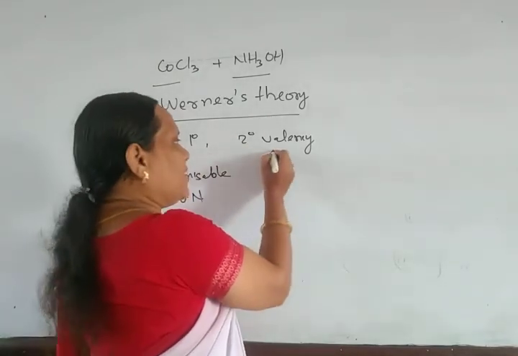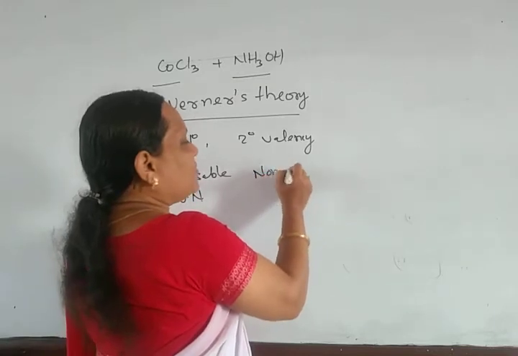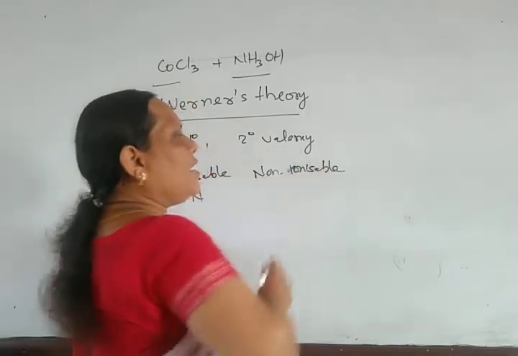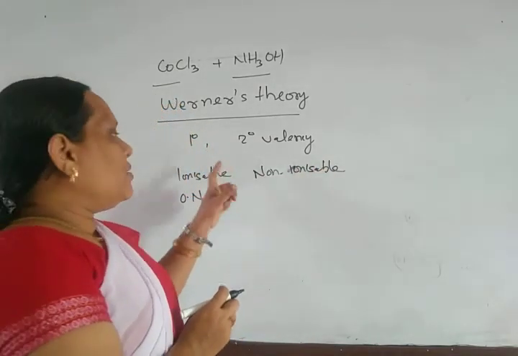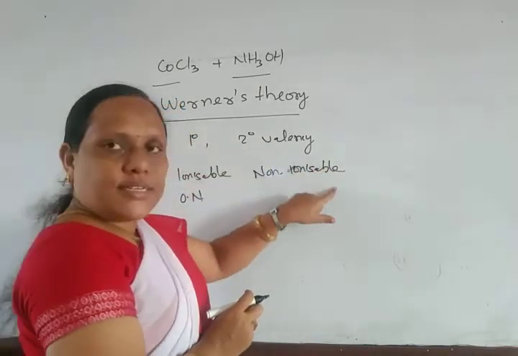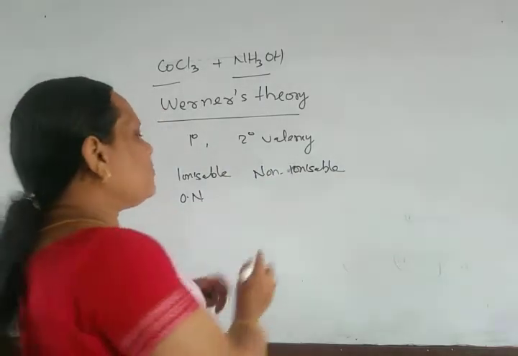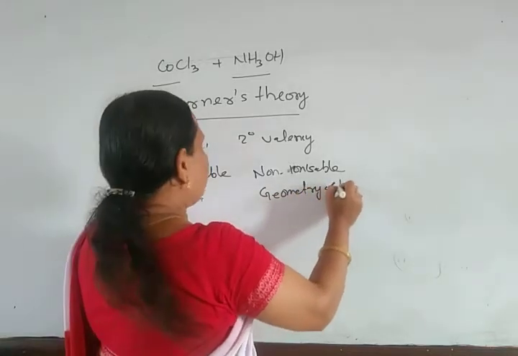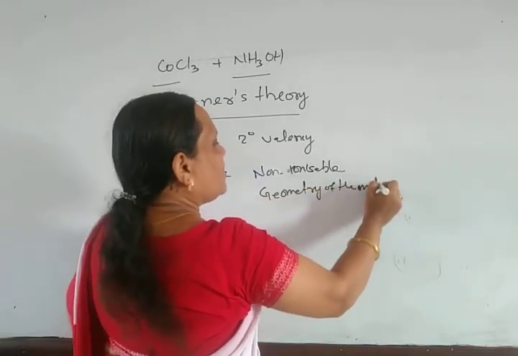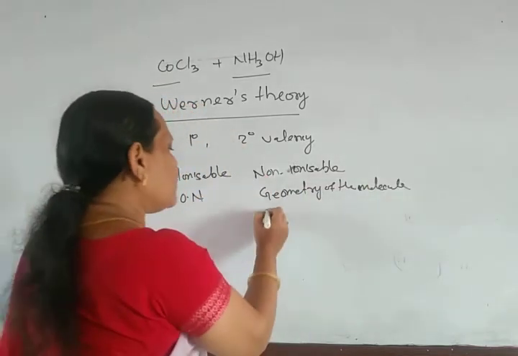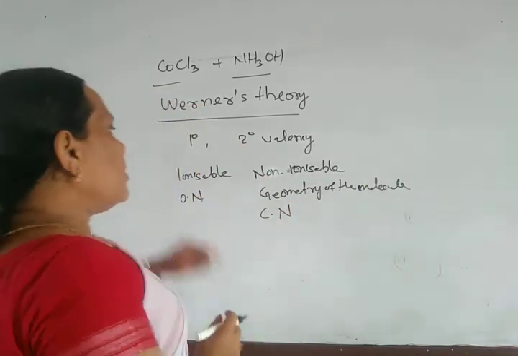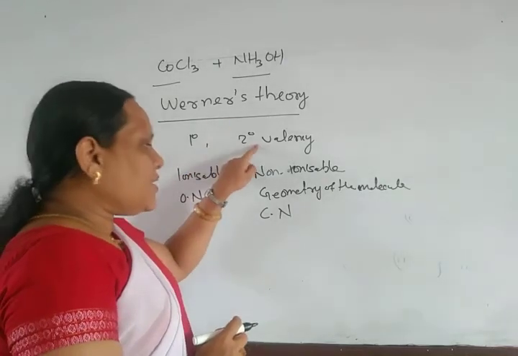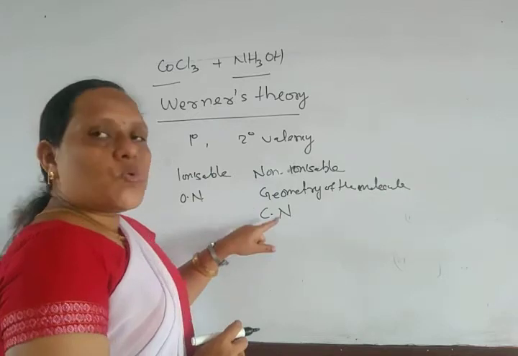And the secondary valency is non-ionizable, and it gives the geometry of the molecule. It refers to the coordination number. So the primary valency, the ionizable valency, refers to the oxidation number. Secondary valency refers to the coordination number.